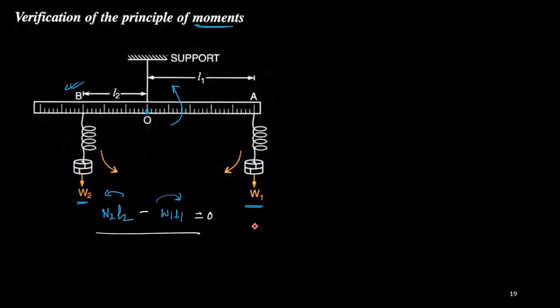So to make it equilibrium, the condition is that W2 into L2 should be equal to W1 into L1. From this equation you can calculate the position L1 where you have to put W1 so that the body will be in equilibrium. If L2, W2 and W1 are known, you can easily calculate the value of L1. That is how we verify the principle of moments. Only when the net moment is zero will the body be in the static situation with no rotation, meaning the body is in the horizontal position.